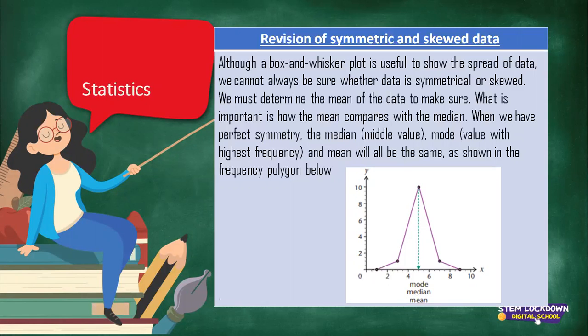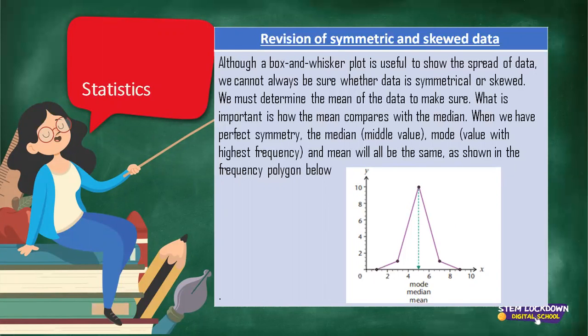When do we say data is symmetrical? When the values of the mean, the mode, and the median are equal. So data are symmetrical when the mean, median, and mode values are equal. But when this is not the case, then we say they are skewed. Depending on the mean and the median, we determine which direction the skewness goes. Is it skewed to the right or to the left? Is it positively skewed or negatively skewed?